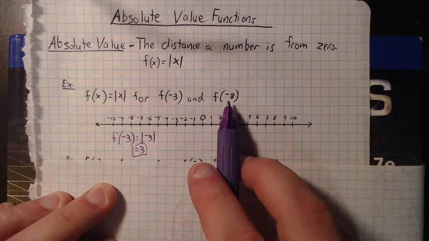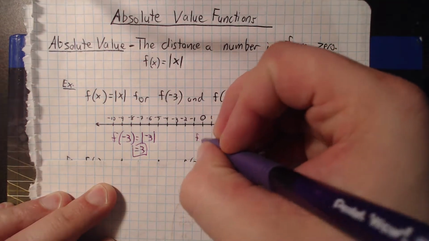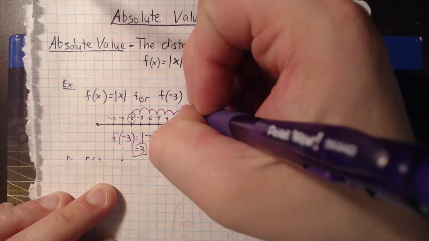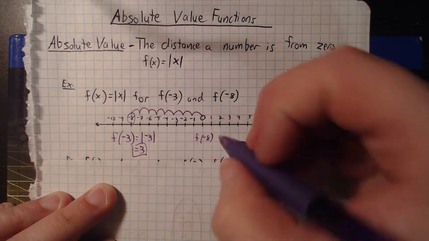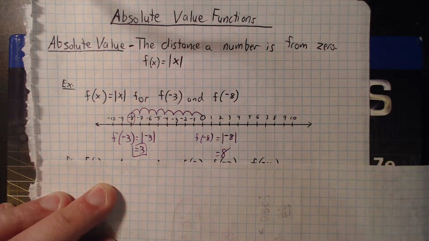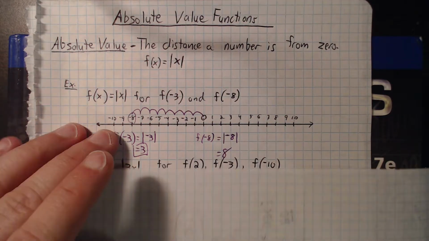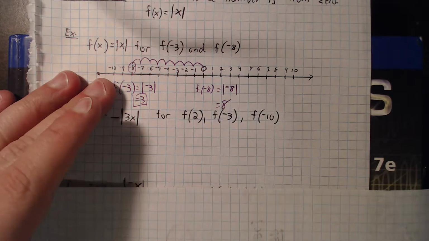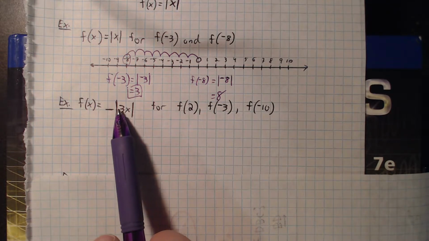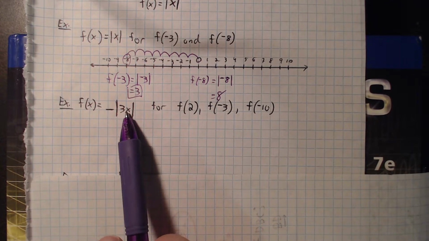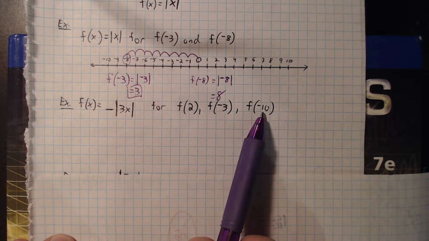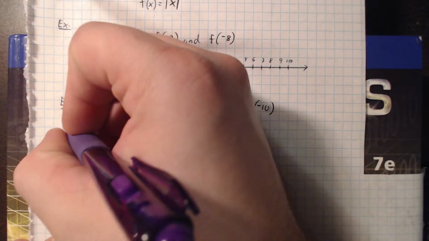Same idea with this value, -8. If we evaluate f at -8, we can see that -8 is just 8 units away from 0. So the absolute value of -8 is really 8. When we start getting into slightly more complex absolute value functions, we can do more than just how far away it is. We can actually work with expressions as well. Here they want us to evaluate at 2, -3, and -10. So let's see how these come out.